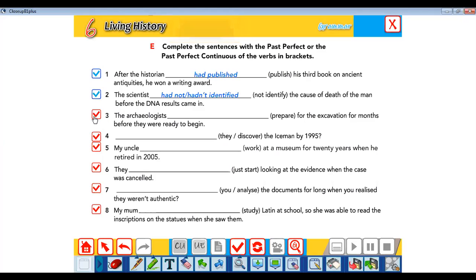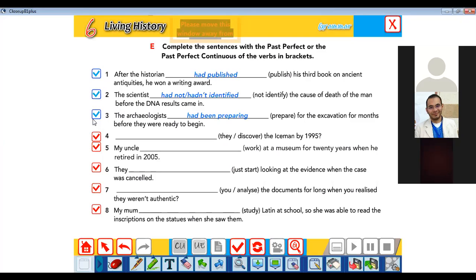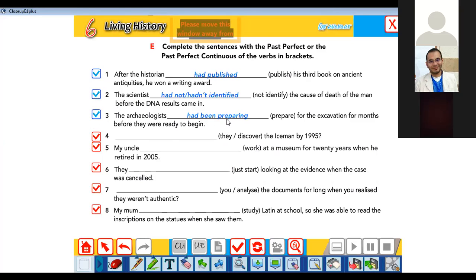Number 3. Had been preparing, with ing, because it is had been plus verb ing. Why are we using here had been preparing? Why are we using the past perfect continuous? Months. Very good, because we have a duration. Right, what about number 4?